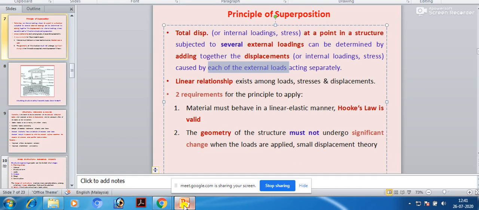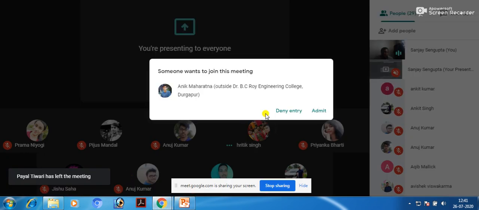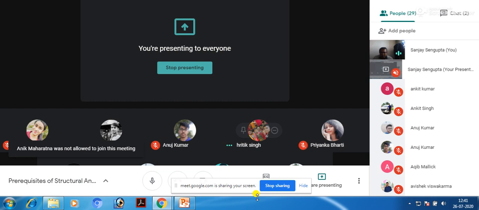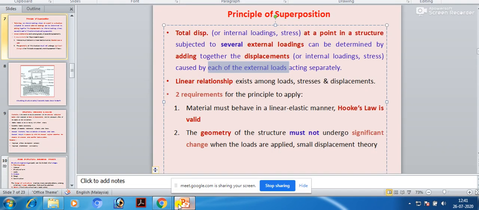Forget. So now you see this linear relationship must exist, you must understand. The principle of superposition will be valid only as long as Hooke's law is valid. So materials must behave in a linear elastic manner. If it does not behave in a linear elastic manner, you cannot use the principle of superposition. You must understand it very clearly.